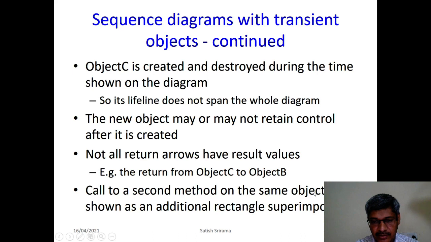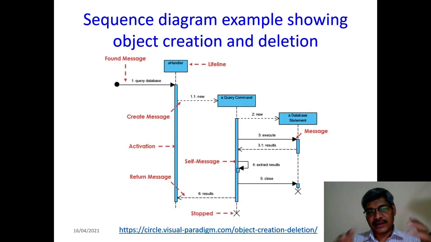A call to a second method on the same object is shown as an additional rectangle superimposed. I have already talked about this in the example we have seen, that's in a recursive method. It doesn't have to be a recursive method. It can be any method. Okay, now this is about these advanced concepts of sequence diagrams. And now you will understand the advanced example which I have given in the previous video much better.